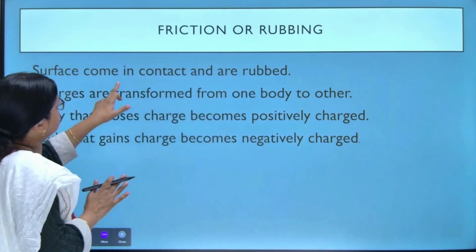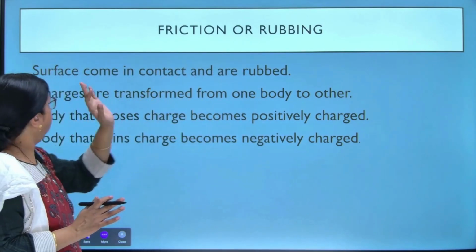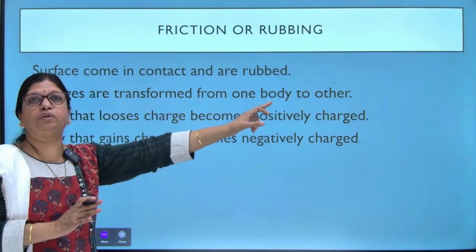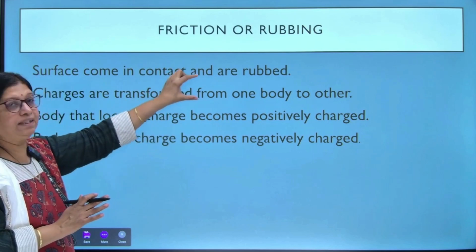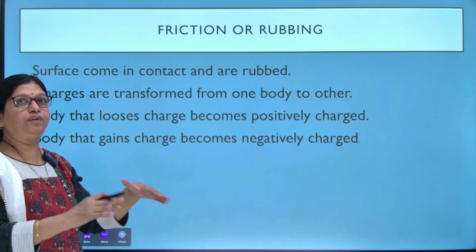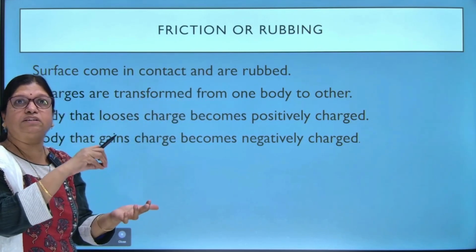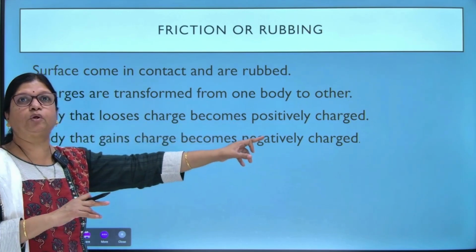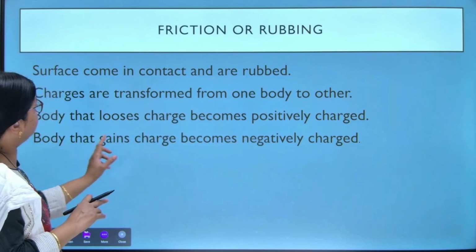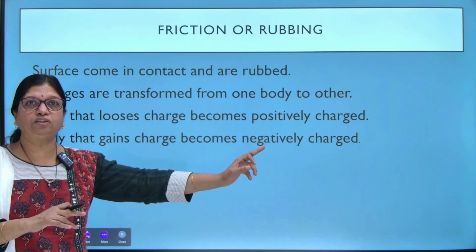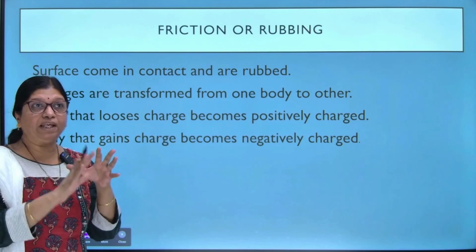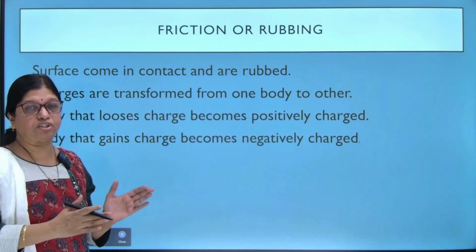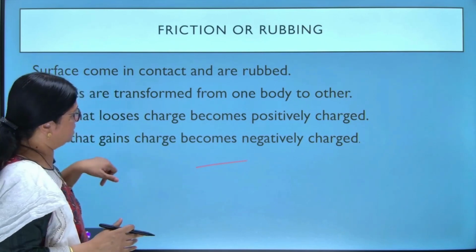That is, surfaces come in contact and are rubbed. Then the charges are transferred from one body to the other. These two sentences together, we can say that we have put charges on both the bodies. The body that loses the charge becomes positively charged, and the body that gains the charge becomes negatively charged. Clear? So we shall understand this process of frictional charging by a few examples.